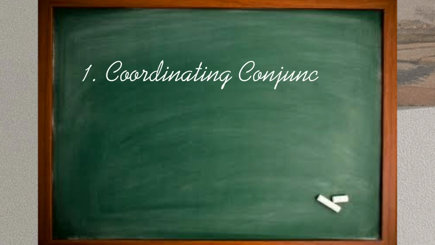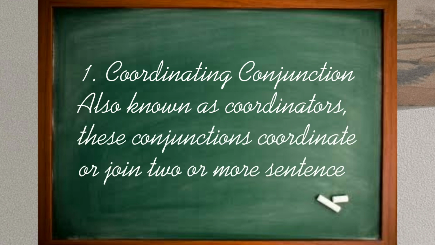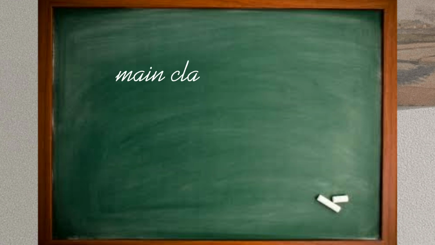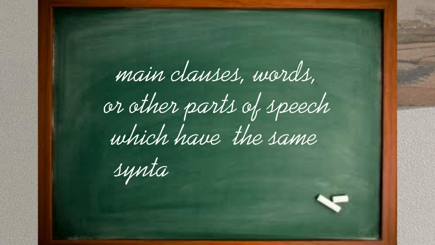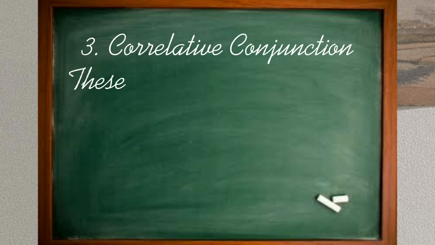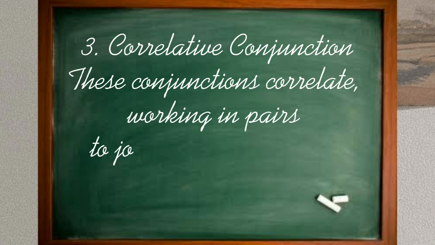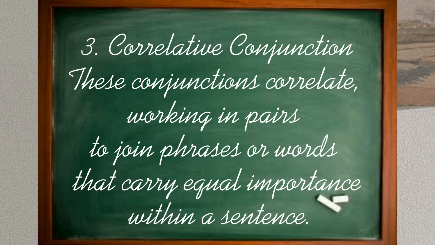First one, coordinating conjunction, also known as coordinators. These conjunctions coordinate or join two or more sentences, main clauses, words, or other parts of speech which have the same syntactic importance. Second one, subordinating conjunctions, also known as subordinators. These conjunctions join dependent clauses to independent clauses. And the third one, correlative conjunction. These conjunctions correlate, working in pairs to join phrases or words that carry equal importance within a sentence.